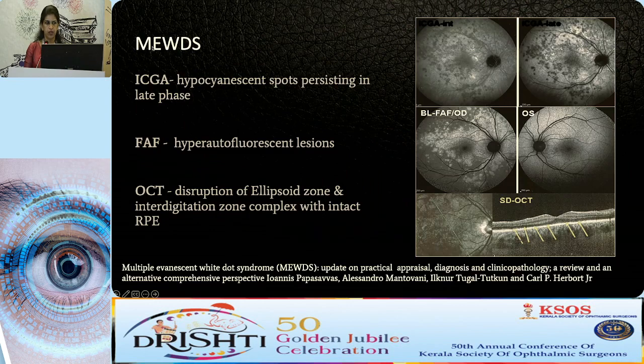coming to the multiple evanescent white dot syndrome. In the white dot syndromes, the FAF will give you a clue to what is happening. So in MEWDS, we have the hyperautofluorescent lesions here. And on ICG, you have hypocyanescent spots which persist into the late phase. OCT shows disruption of the ellipsoid zone and the interdigitation complex with an intact RPE.